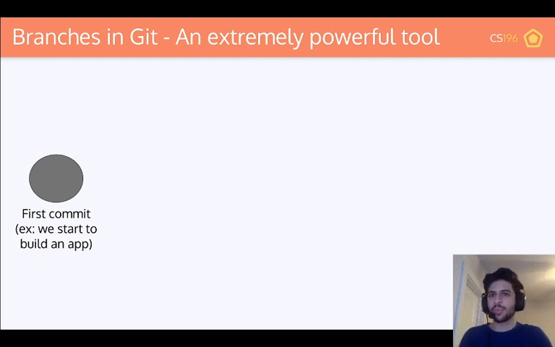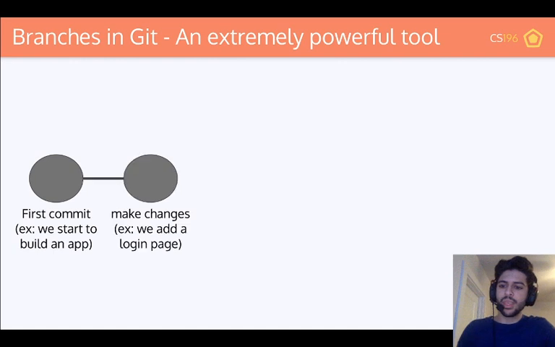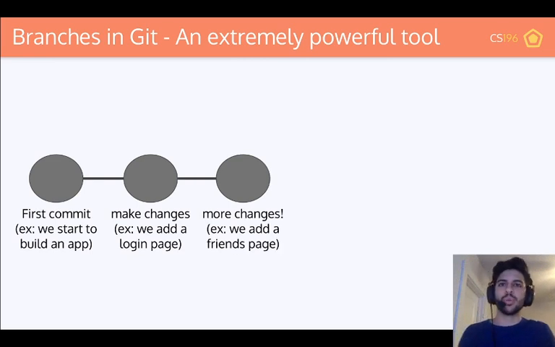Let's say we have a project where we're working on an Android app, for example. The first commit is where we're starting to build our app. Then we go on, make some changes, and commit, let's say we're adding a login page. Later on, let's say we add a friends page and another commit. This isn't really how we do things in industry. Branches allow us to separate work in progress from completed work.